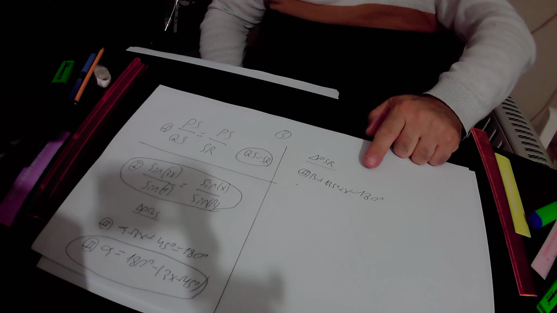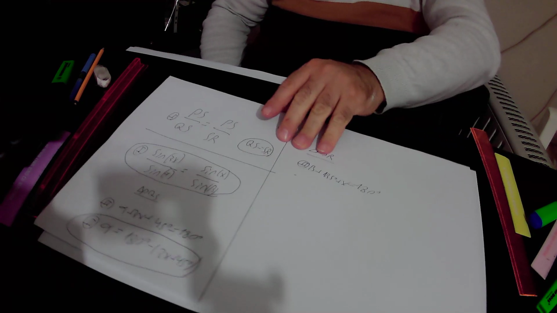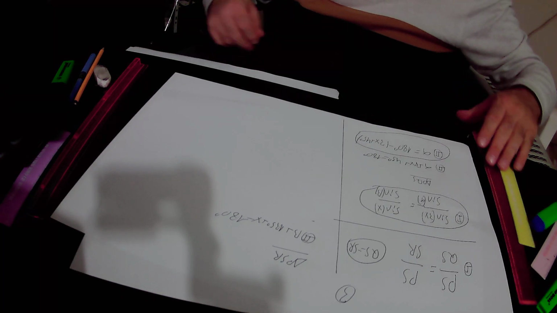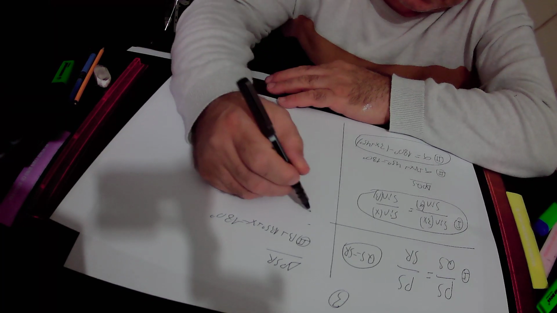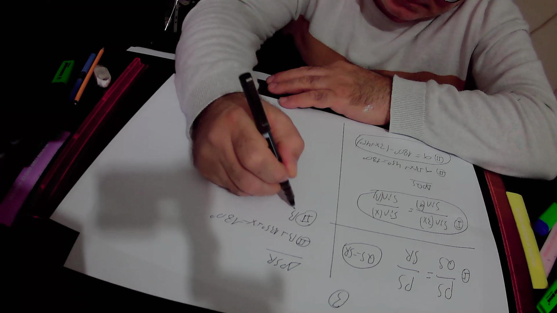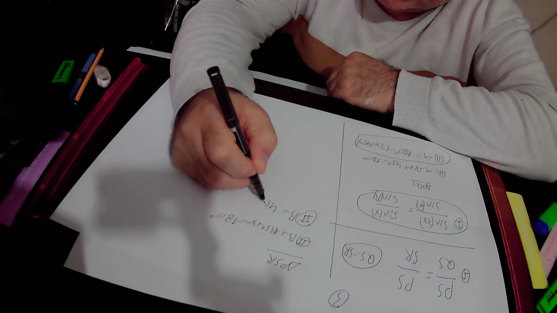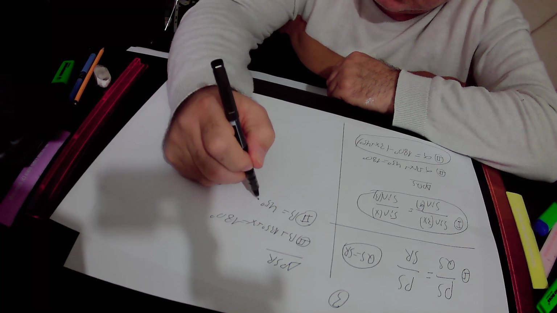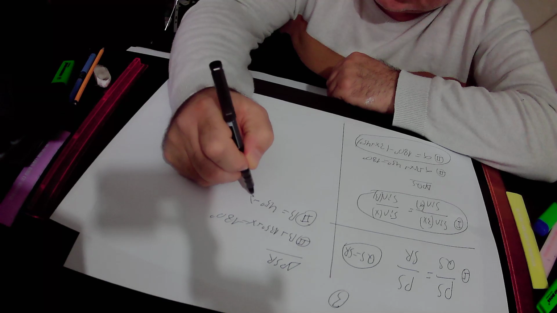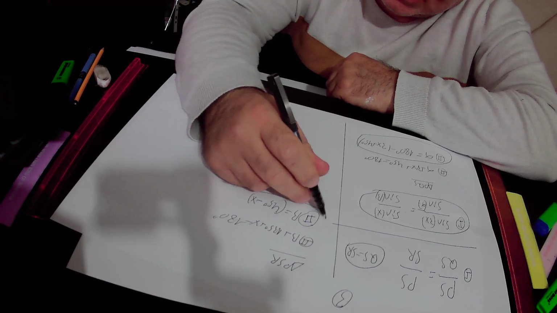Here we will subtract 135 degrees and also x from equation number 2, and we will get that angle beta equals 45 degrees minus x.